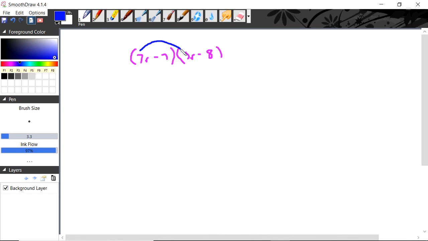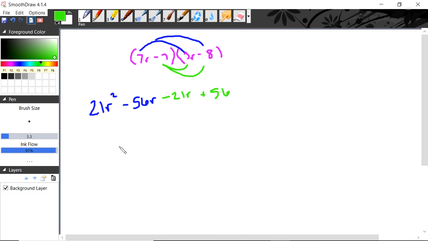So 7r goes to the 3r, and then 7r goes to the minus 8. So 7r times 3r is 21r squared. 7r times minus 8 is minus 56r. Okay, and then you got to do the minus 7 times 3r, which is minus 21r. And then the minus 7 times minus 8, which is positive 56. And then you combine your like terms in the middle. So it's going to be 21r squared minus 77r plus 56.